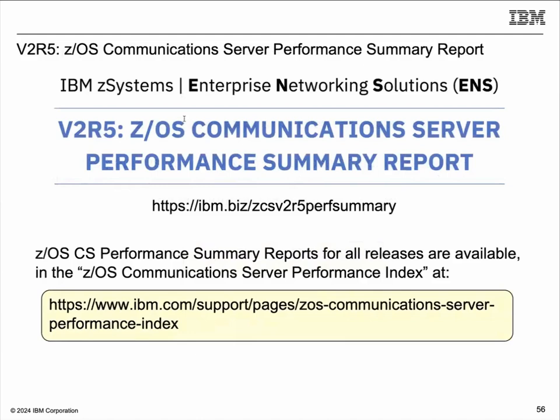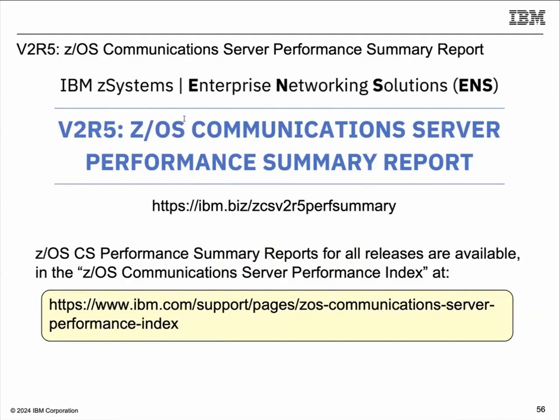Every release, we study the performance of that release, and our customers usually are very interested in this information. It's going to tell you about all kinds of CPU, throughput, latency information for various functions. Well, you see this one here is the V2R5 performance summary report. You might be thinking, well, where's the 3.1 one?